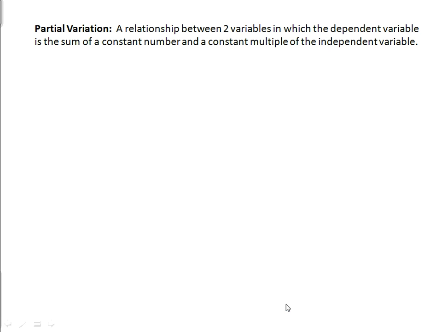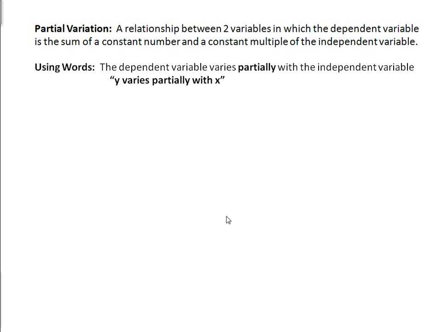So let's recap partial variation. Partial variation is a relationship between two variables in which the dependent variable is the sum of a constant number and a constant multiple of the independent variable. So using words, we say that the dependent variable varies partially with the independent variable, or that y varies partially with x.